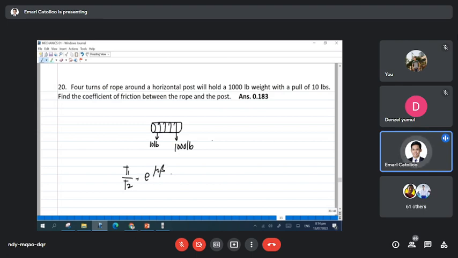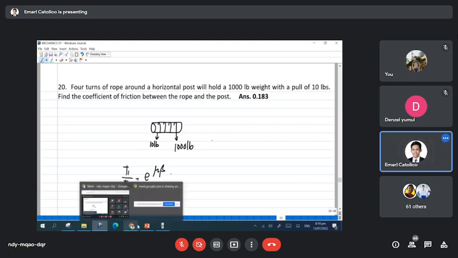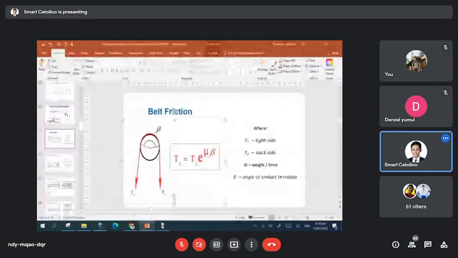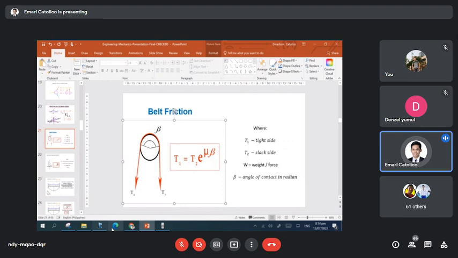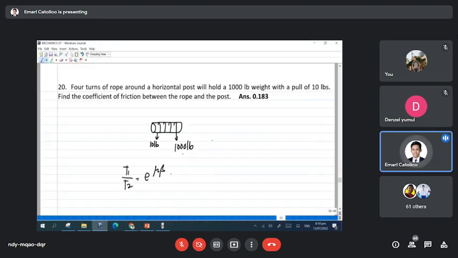So kailangan i-determine mo what is the slack side and what is the tight side. Okay? Yung tight side natin, dito sa illustration natin, tight side is yung T1, which is 1,000. Yung slack side is 10 pounds. So therefore, 1,000 over 10 is equals to E raised to mu.